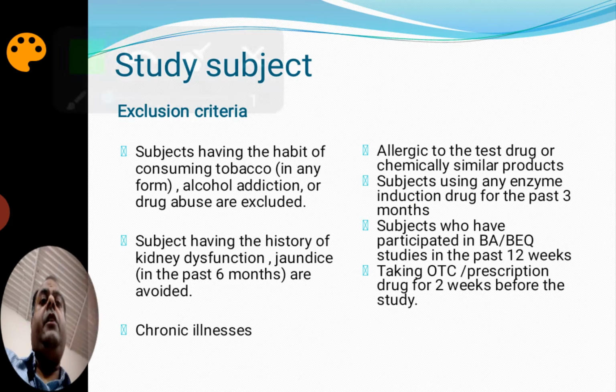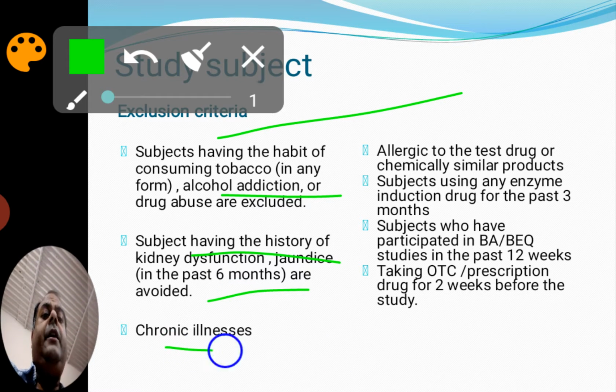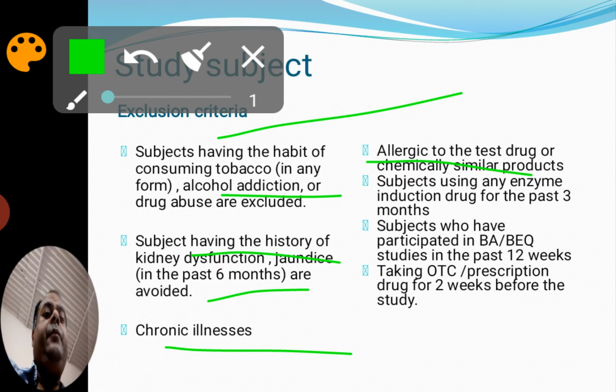Now let us see what the exclusion criteria are. Subjects having the habit of consuming tobacco in any form, alcohol addiction or drug abuse, subjects having a history of kidney dysfunction, or jaundice in the past 6 months are avoided. Chronic illness such as asthma, arthritis or HIV positive. The subject should not be allergic to the test drug or chemically similar products.